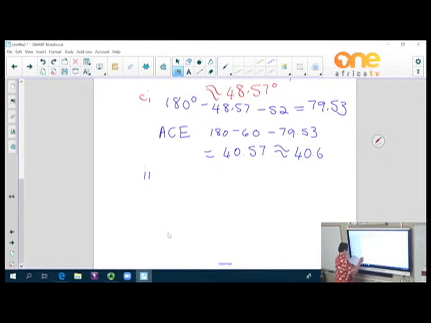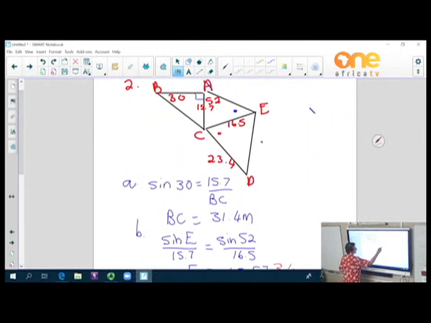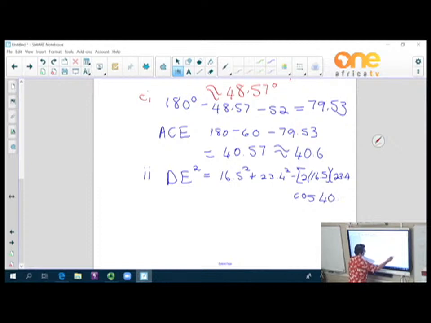Then number C2, now they want us to find DE. Let's look again at the sketch. So this is what we want to find here, DE. And I use the cosine rule here. DE squared is then 16.5 squared plus 23.4 squared minus in brackets 2 times 16.5 times 23.4, and the angle that we are using is cosine 40.6 degrees, the one opposite the side.